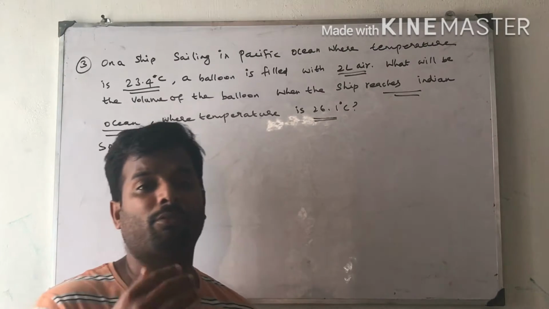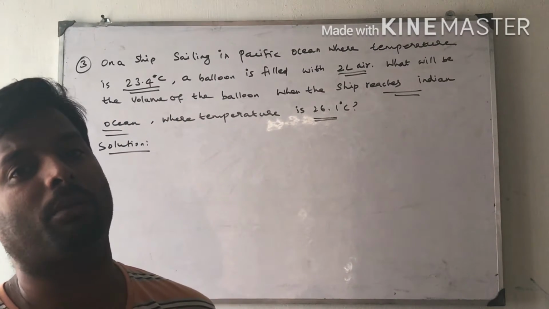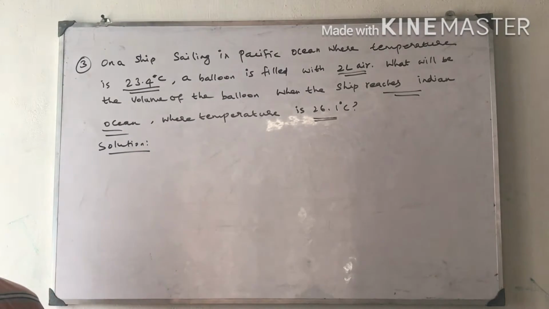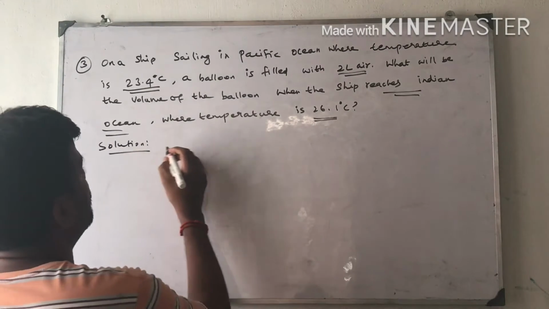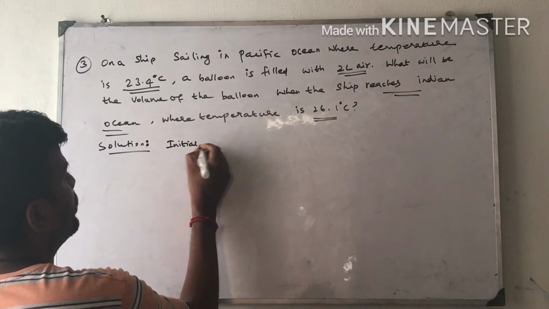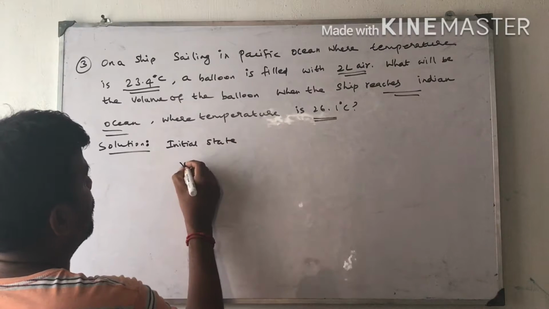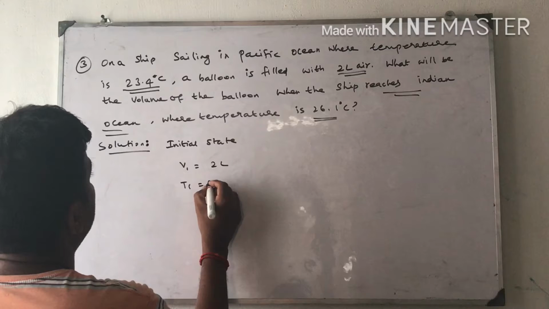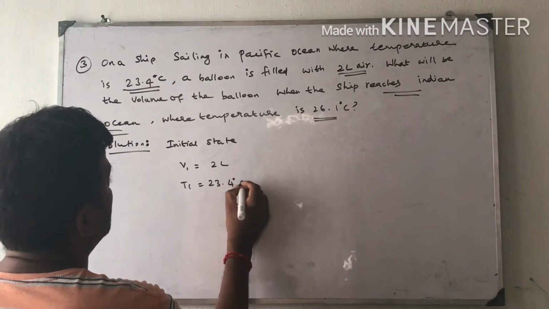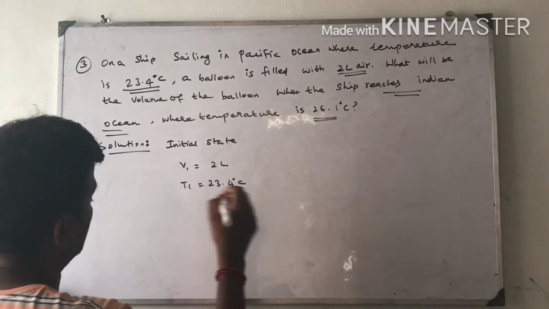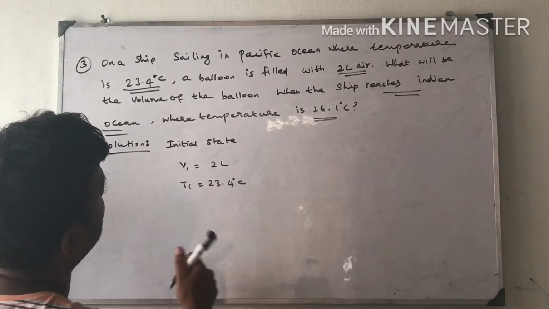So whenever volume increased, the temperature automatically increased. This temperature, pressure, volume relation is Charles law. So we can use the Charles law. First, initial state. What are the things given? Volume 1. What is the volume given here? 2 liters. Temperature 1. What is the temperature? 23.4 degrees Celsius. We convert this into Kelvin. Okay, or else we will do by this only, no problem.